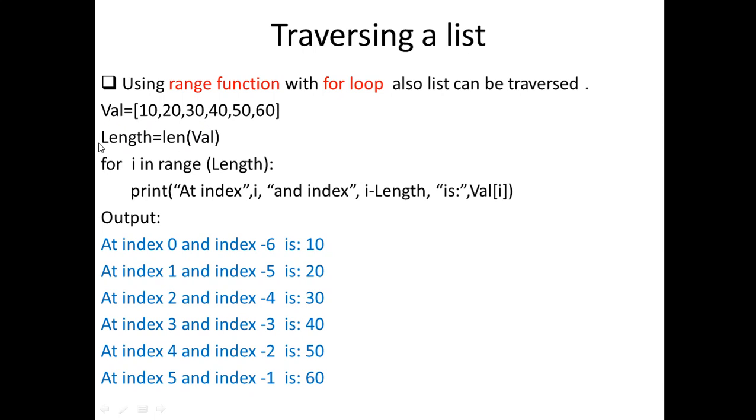So length is the name of the variable which will store the total number of items of Val using len. len will return the length of Val, and the length of Val is what? 1, 2, 3, 4, 5, 6. So length will become 6. Why 6? Because the len function is used. So what is the purpose of len? To return the total number of items present in a list. Now you have taken the for loop, for i in range. This is the syntax to use the range function, and inside this bracket you have specified length. The value of length is 6.